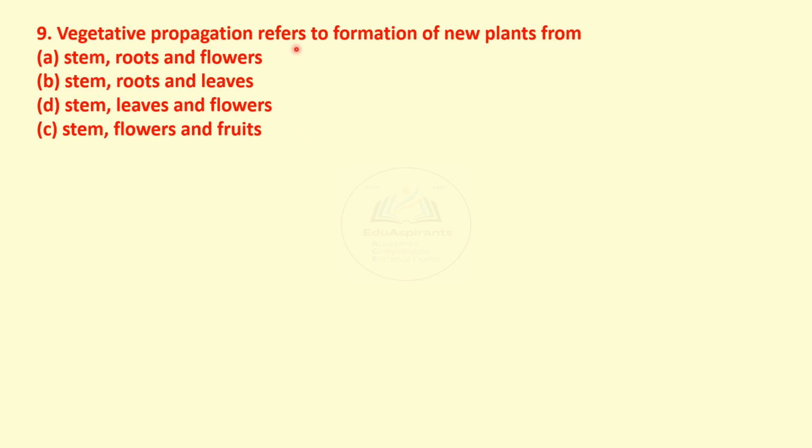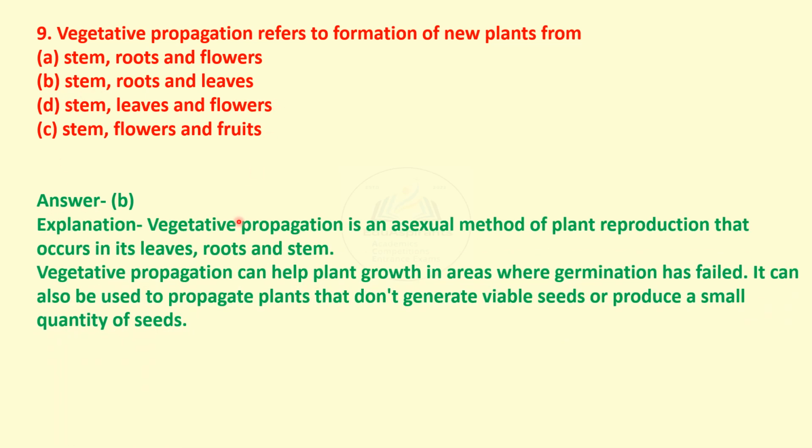9. Vegetative propagation refers to formation of new plants from stem, roots and flowers; stem, roots and leaves; stem, leaves and flowers; or stem, flowers and fruits. Mark your choice. Let us see the answer. It is B, stem, roots and leaves.